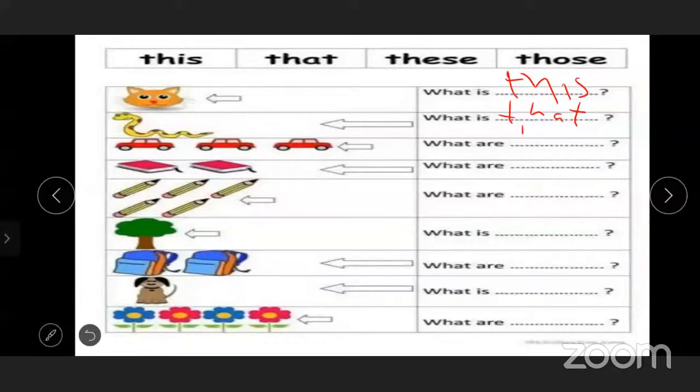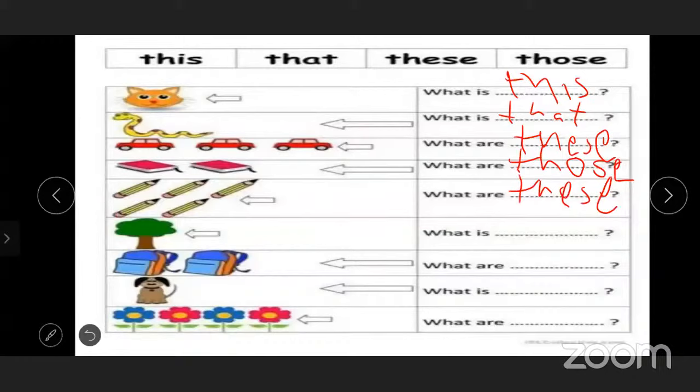What are those? These are cars, isn't it? Yes. What are these? There are many pencils, no? What are those? No, see the length of the arrow. It is short, which means it is near. So we can use what are these? These are pencils, isn't it?